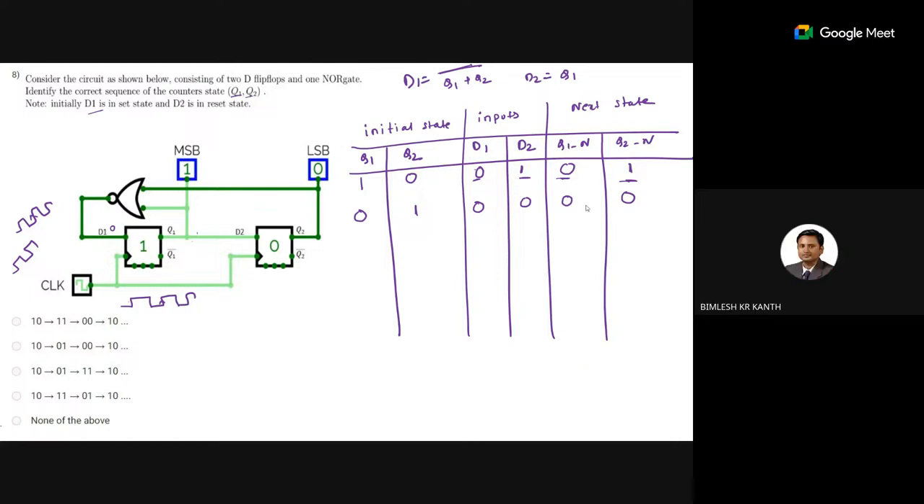Now D1 will become 1, and D2 is equal to Q1, so it will be 0. It will be copied, so 1, 0. You can see that 1, 0, then 0, 1, then 0, 0, and after that 1, 0 again, and the cycle repeats: 1001 0010. So which option is correct? The second one, B.